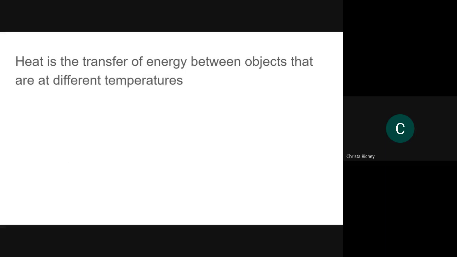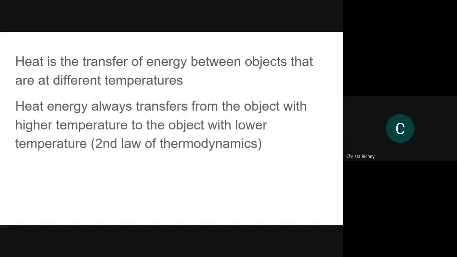So all heat is the transfer of energy between objects that are at different temperatures. Now they're going to keep exchanging heat energy until they're the same temperature. Then it stops. But until it stops, until it's in equilibrium, same temperature, it always goes from a higher temperature, which is more energy, to the lower temperature, which is less energy. That's the way everything works in nature.